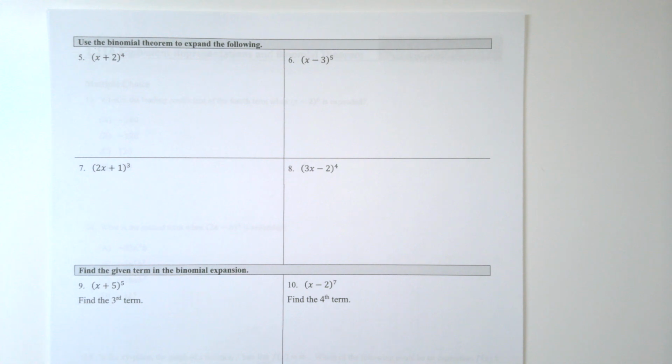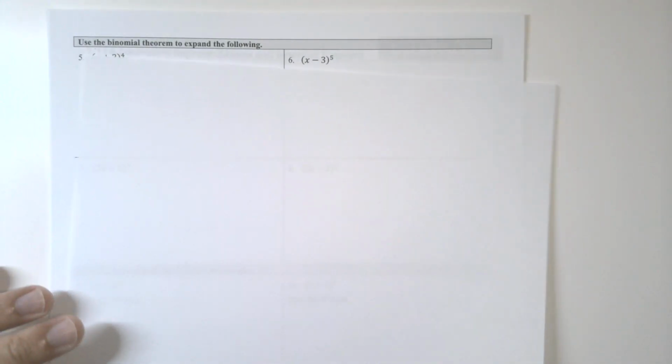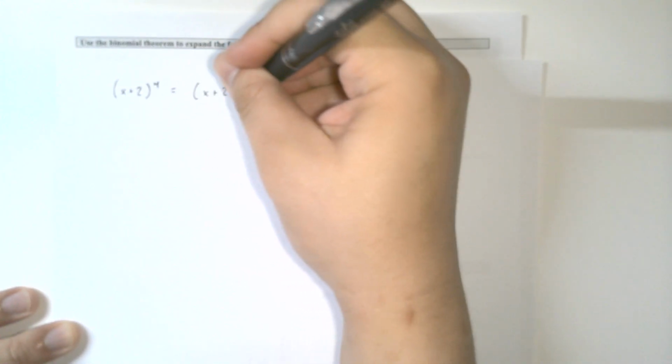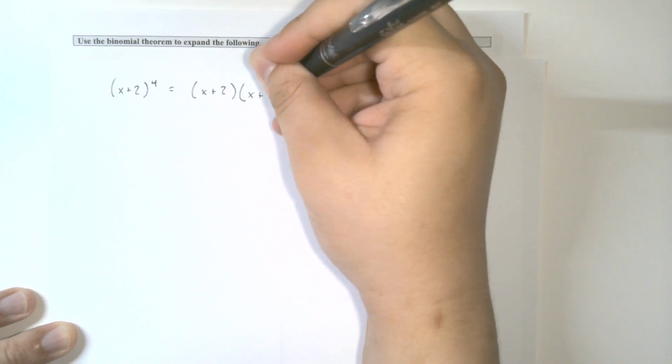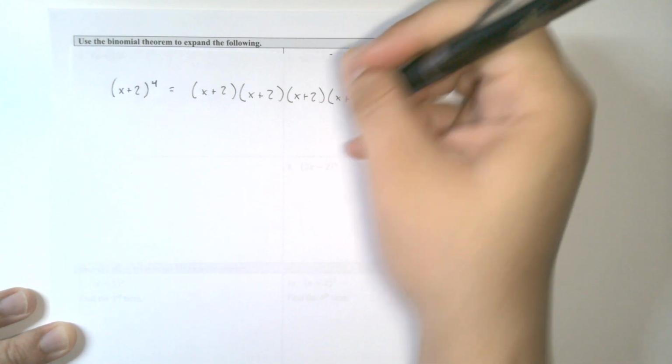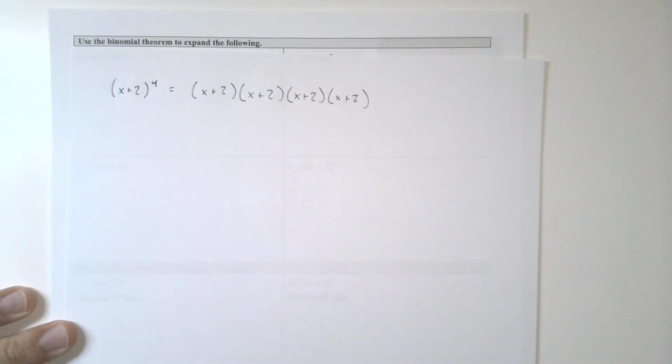Now, of course, we can always write x plus 2 to the fourth as x plus 2 times x plus 2 times x plus 2 times x plus 2. And we could do that and then multiply all of this out manually, but the reason we want to use the binomial theorem is because it will be much quicker once we get the hang of this.